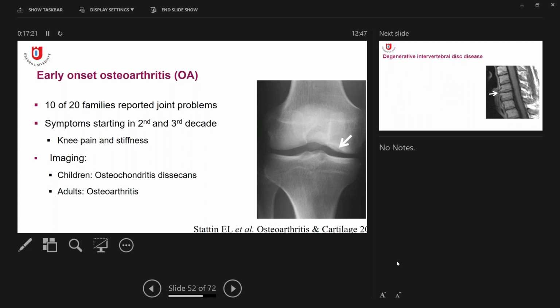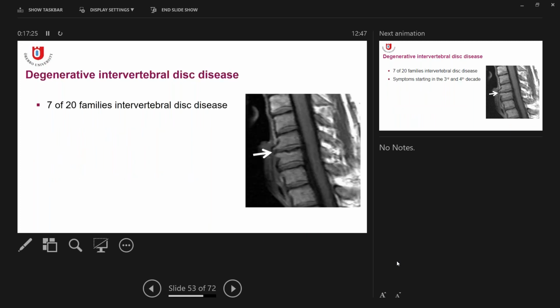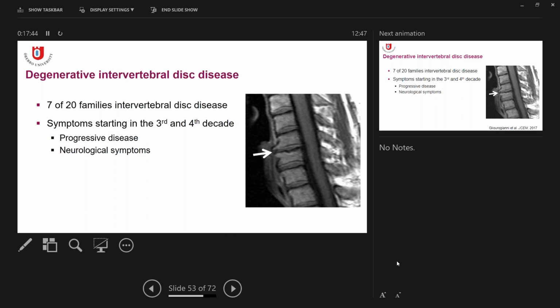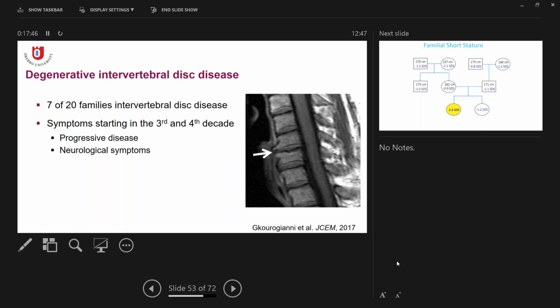And in the adults, they develop early onset osteoarthritis. It also affects the intervertebral disc. So in 7 out of 20 families, there was a co-segregation of intervertebral disc disease, again, starting a little later, but still early in the third and fourth decade, with progressive disease, many having neurological symptoms and requiring surgery.